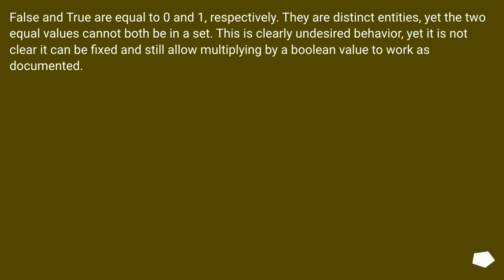False and True are equal to 0 and 1, respectively. They are distinct entities, yet the two equal values cannot both be in a set. This is clearly undesired behavior, yet it is not clear it can be fixed and still allow multiplying by a Boolean value to work as documented.